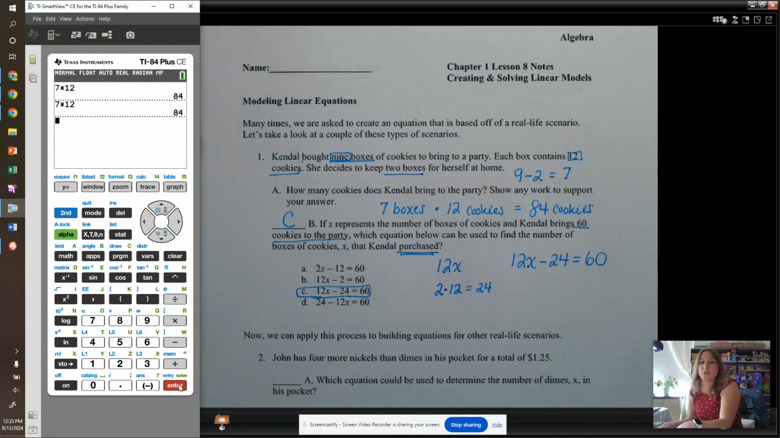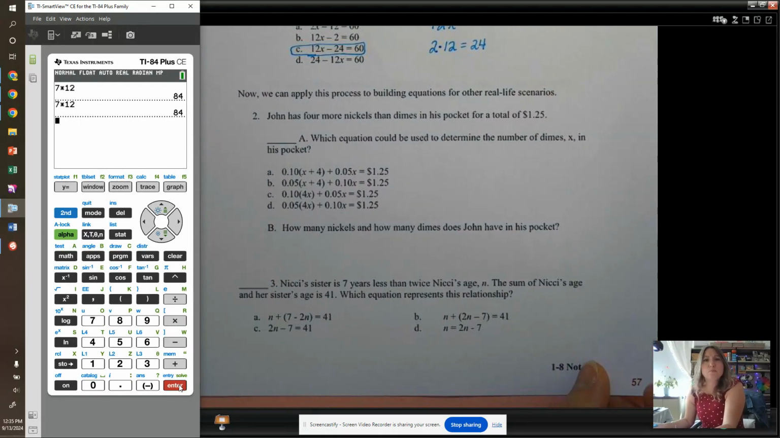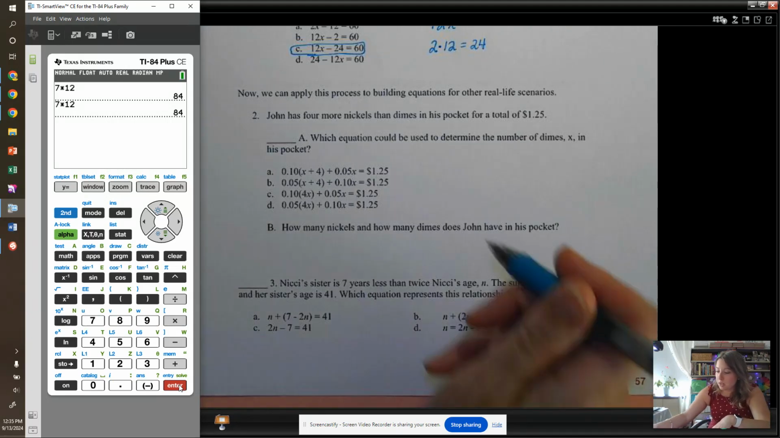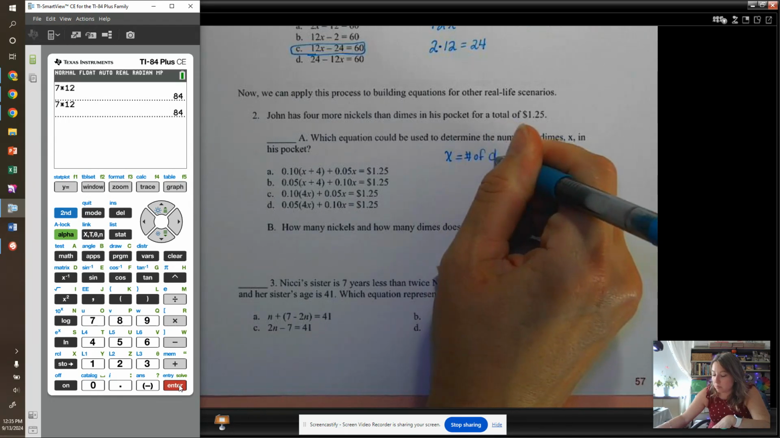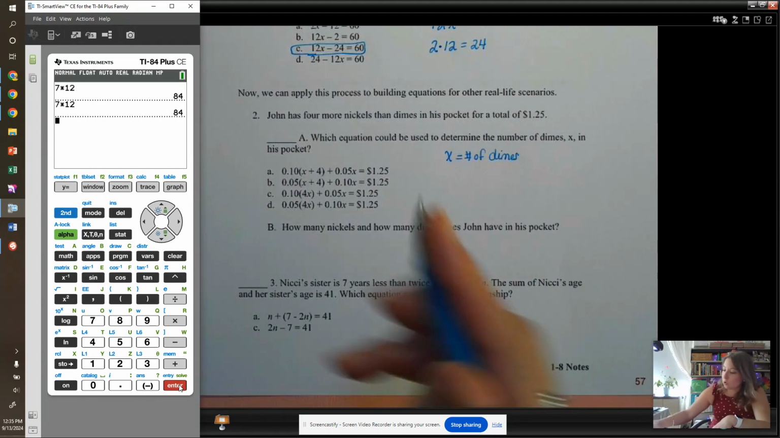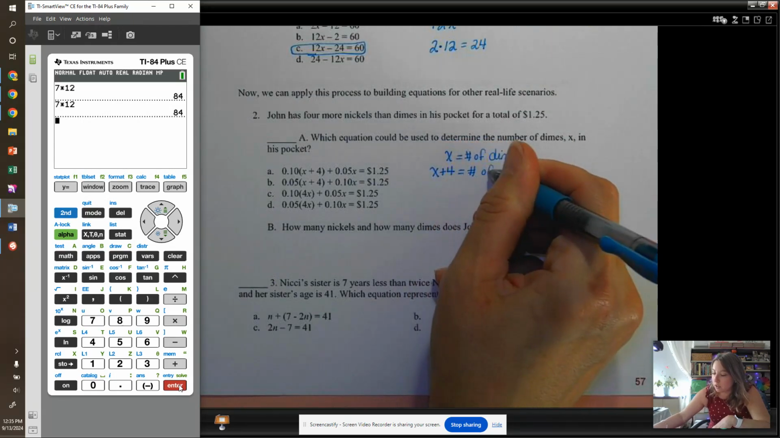All right, let's look at other building of equations. How about John has 4 more nickels than dimes in his pocket for a total of $1.25. 4 more nickels than dimes. Wait a minute. That would mean if X equals my number of dimes, 4 more than X would be X plus 4, giving me my number of nickels.